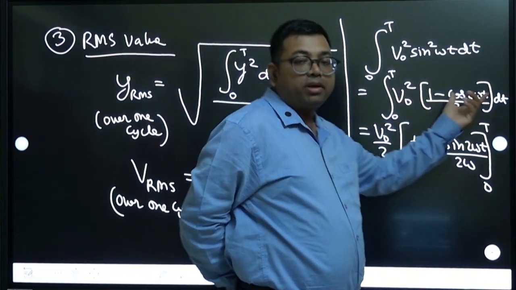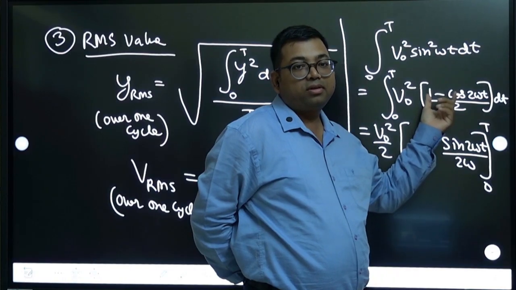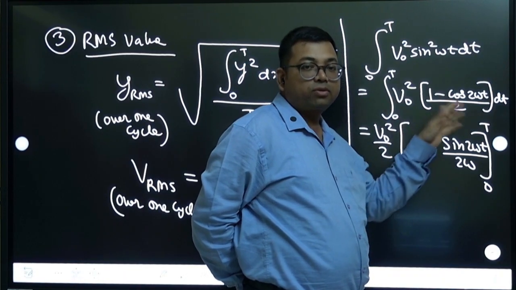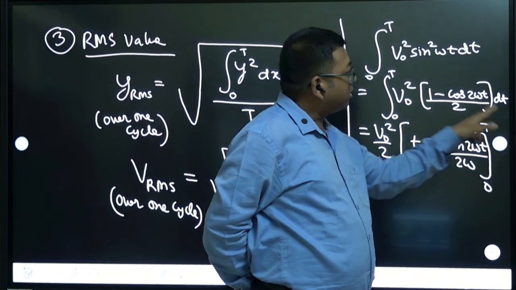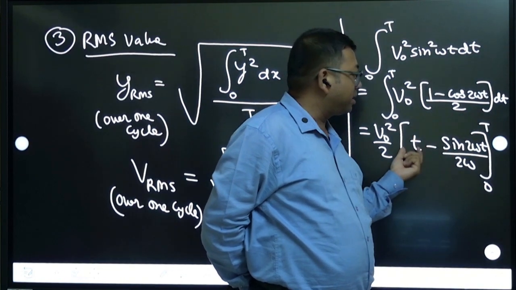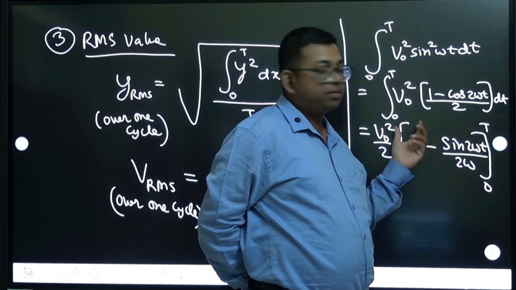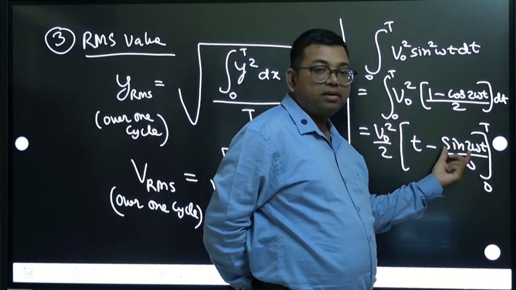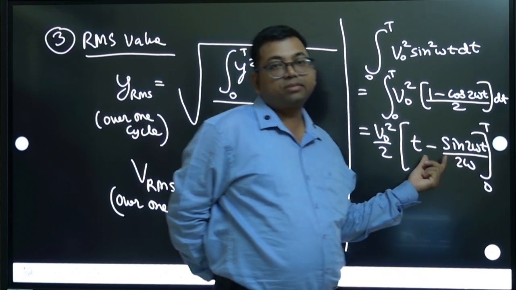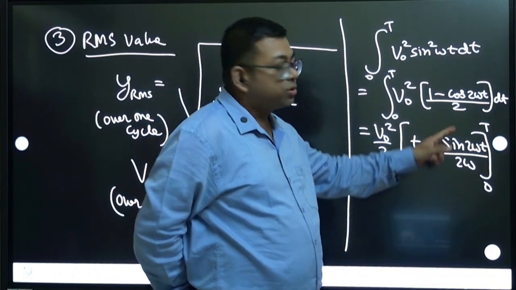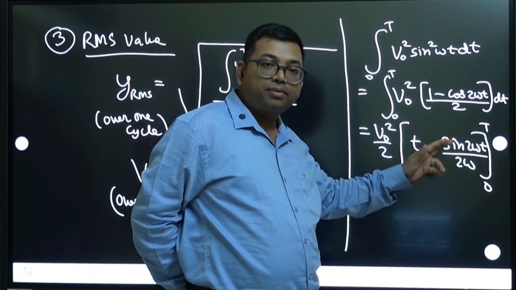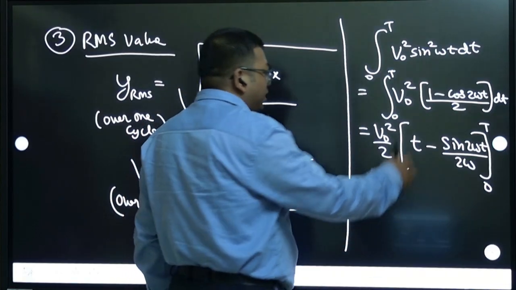Sin square theta is 1 minus cos 2 theta by 2. You know this formula, right? So the v naught square by 2 comes out, then it is 1 only, because you open the bracket. Integration of dt will give t, and integration of cos gives sine, and the coefficient gets divided in integration. Then you substitute the limit. If you are taking over one cycle, the limit is 0 to T. If you are taking over half cycle, 0 to T by 2. So let us take over one cycle.